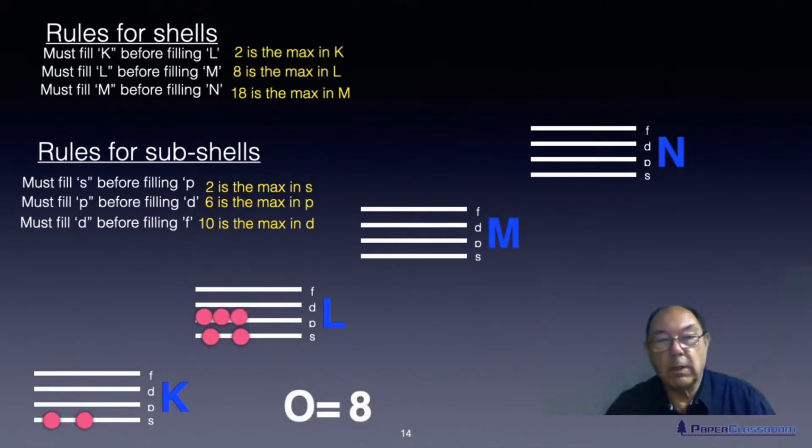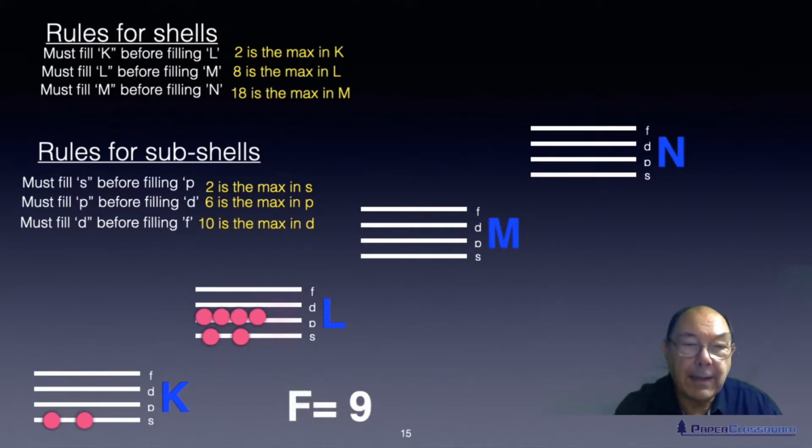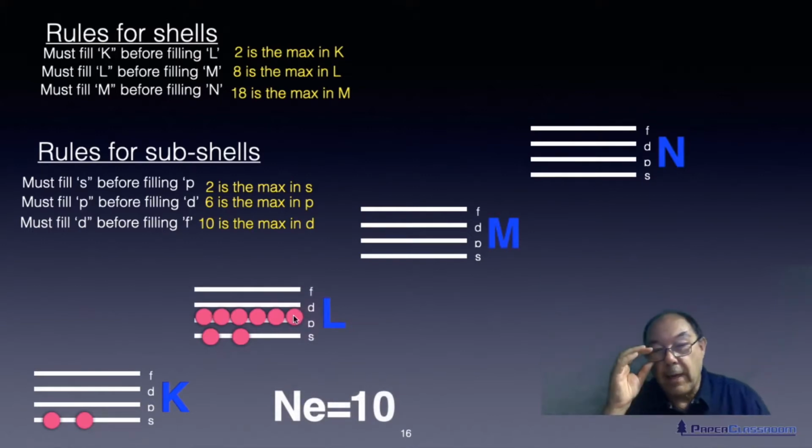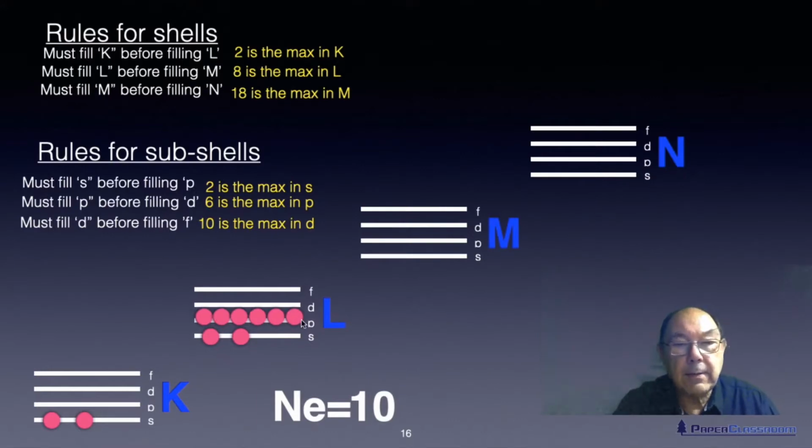Oxygen, along the same logic, 8 electrons. The 8th electron will go here. Element number 9, fluorine, 9 electrons. It will go here. And finally, element number 10, neon, 10 electrons. The electron will go there. This P orbital is now full. P can only have a maximum of 6.